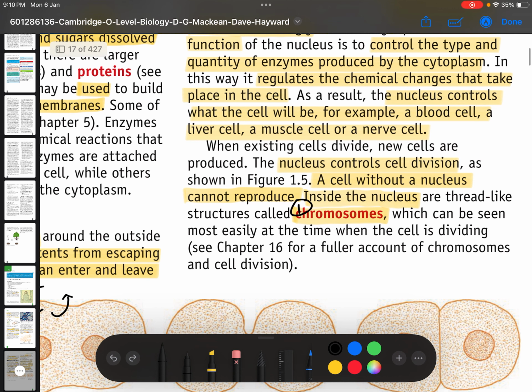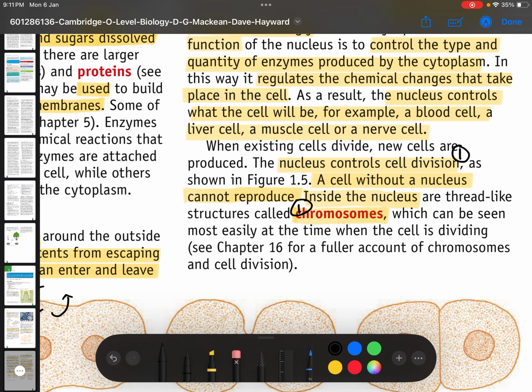And one of the main functions of the nucleus is that it controls the cell division, cell replication. Basically, the cell producing more cells from its own cell, like the cell replicating into 2 cells, 3 cells, 4 cells, and so on and so forth.